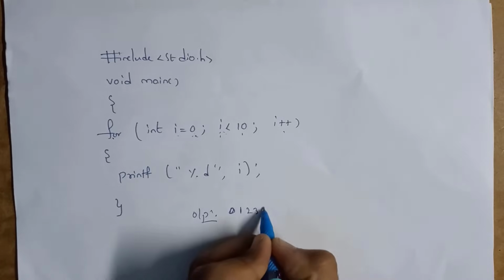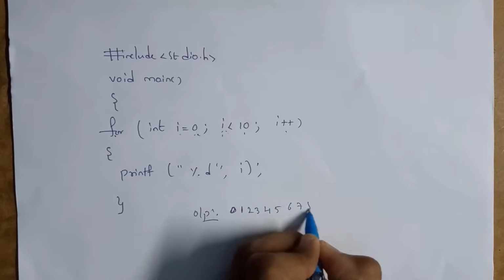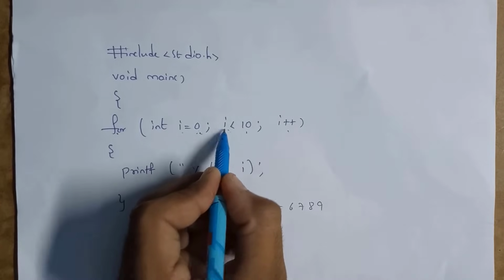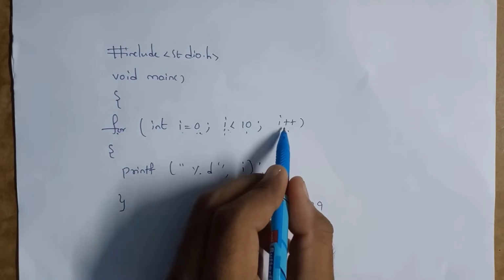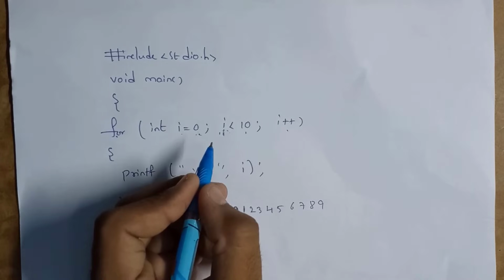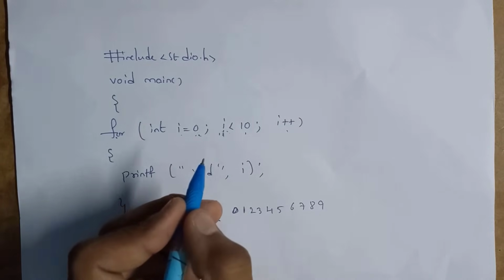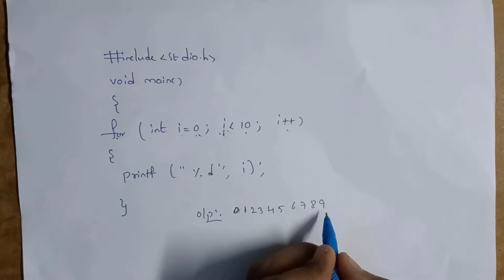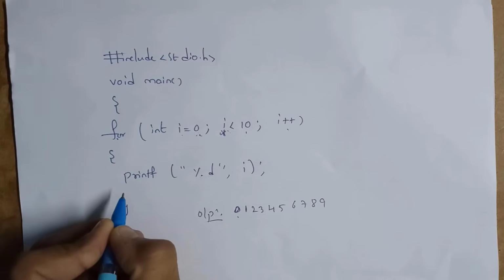Like that it will print up to 9: 5, 6, 7, 8, 9. 9 is less than 10, so it will print 9, and again it will increment the value, that is 10. 10 is not less than 10; 10 is equal to 10. So it will stop the loop after 9. So it will stop this loop. Now here I am using the break statement.